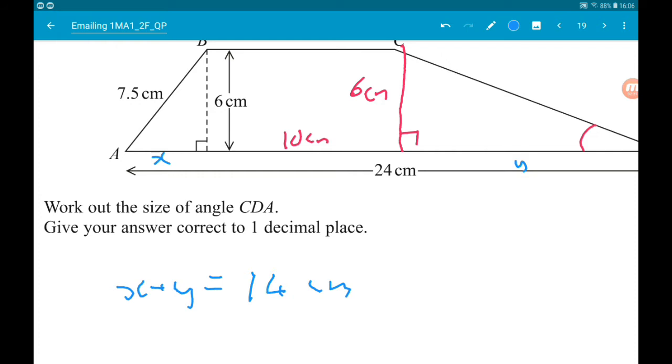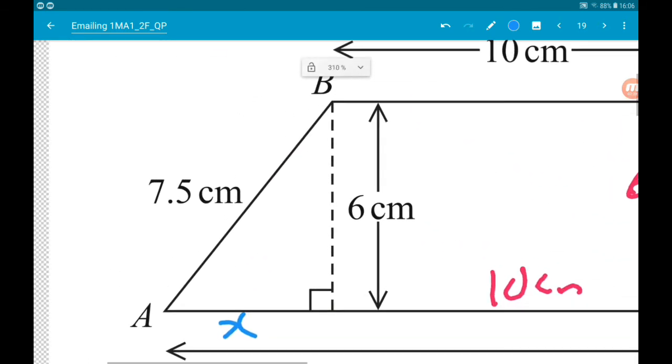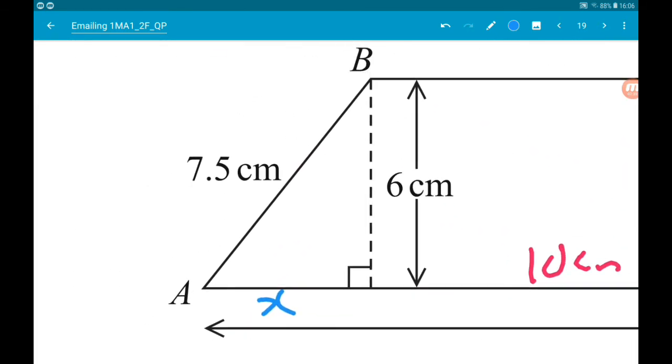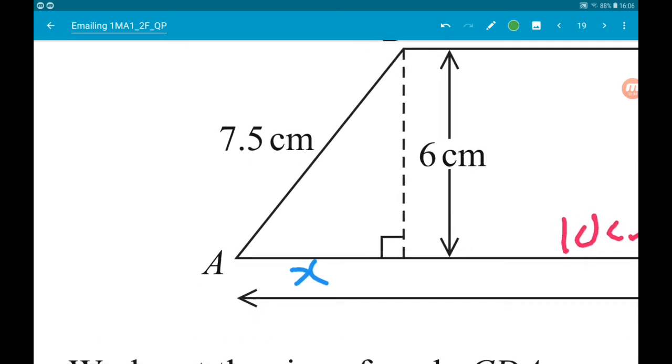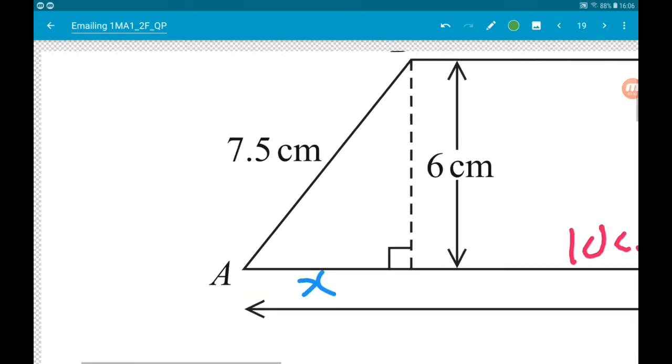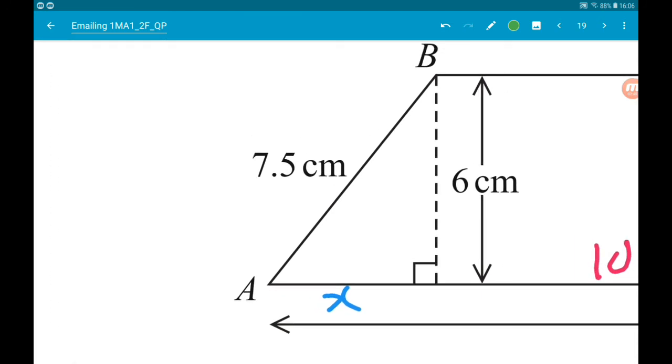So what we need to do is find Y. So if we look at X, well over here we have a right angled triangle. Now in right angled triangles we can play Pythagoras. So over here Pythagoras tells us x squared add 6 squared is equal to 7.5 squared.